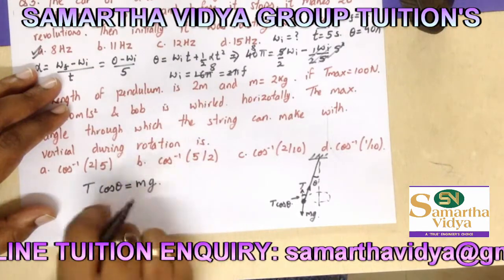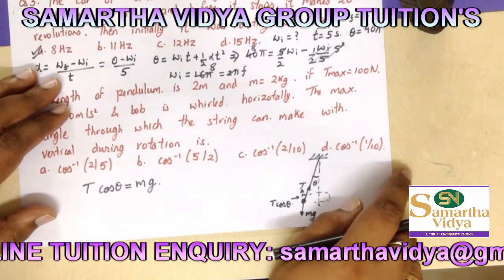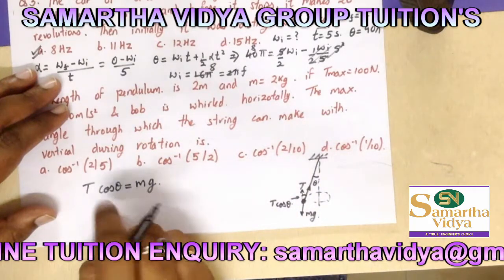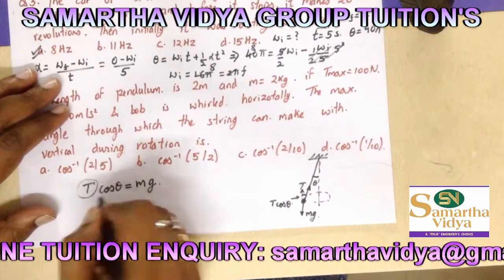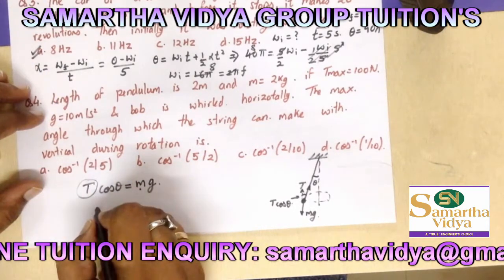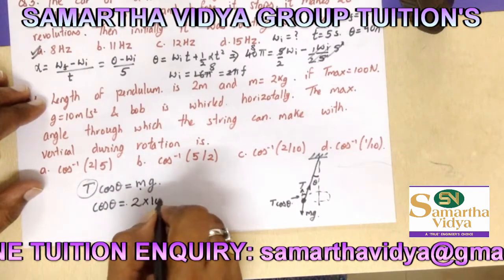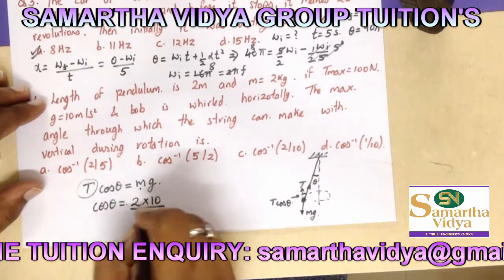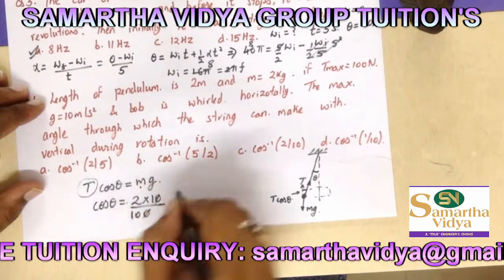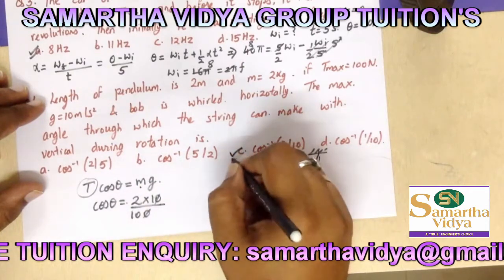Now why I have gone to this particular relation is because of the answers which are given to us. The answers are talking about cos inverse, so I have to incorporate a term of cos theta. Since they have given the maximum tension, the mass, and the gravitational acceleration, I'll be getting cos theta is equal to m, which is 2, into g, which is 10, divided by T, which is 100. So one of the zeros gets cancelled out, and I'll be getting my theta, which is cos inverse of 2 by 10, which is nothing but option C.